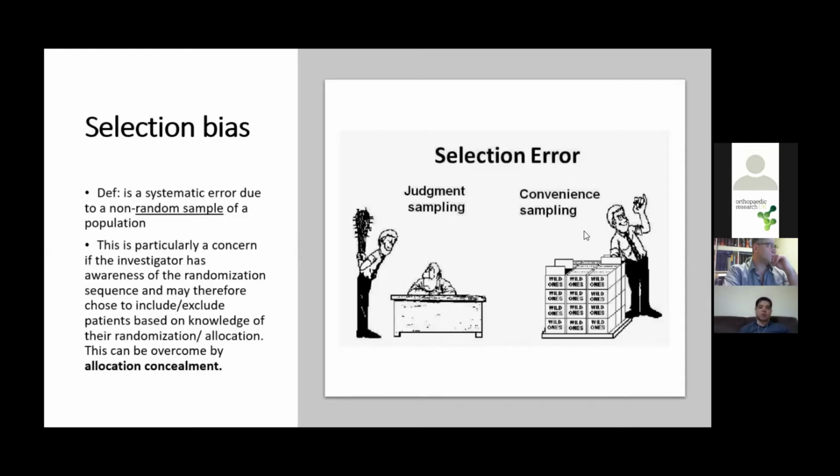How you can deal with that is randomization. If you are doing a trial comparing two things, you randomly allocate the patients to each arm. You don't know, it will be blinded. That is to avoid selection bias.